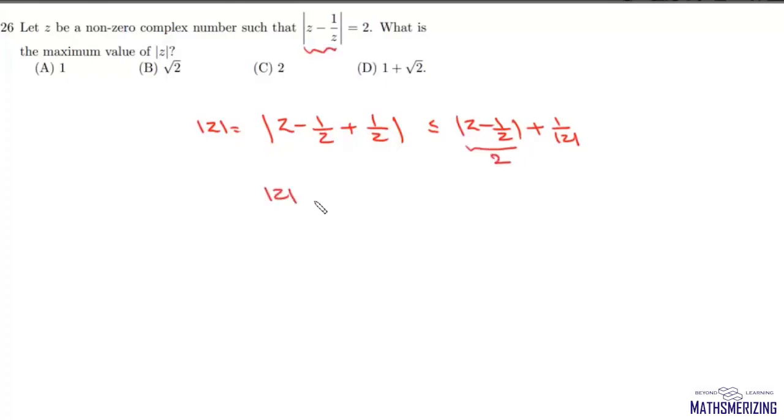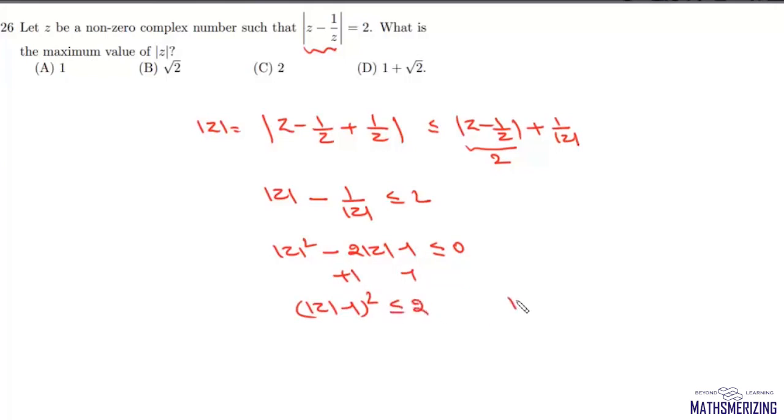So we can write mod of z minus 1 upon mod of z is less than or equal to 2, or mod z square minus 2 mod z minus 1 is less than or equal to 0. Now we'll add 1 and subtract 1. Then we can write (mod z minus 1) square is less than or equal to 2, or mod z minus 1 is less than or equal to root 2. So from here we can say mod z is less than or equal to 1 plus root 2. So the maximum possible value of mod z is 1 plus root 2, and that's your option D.